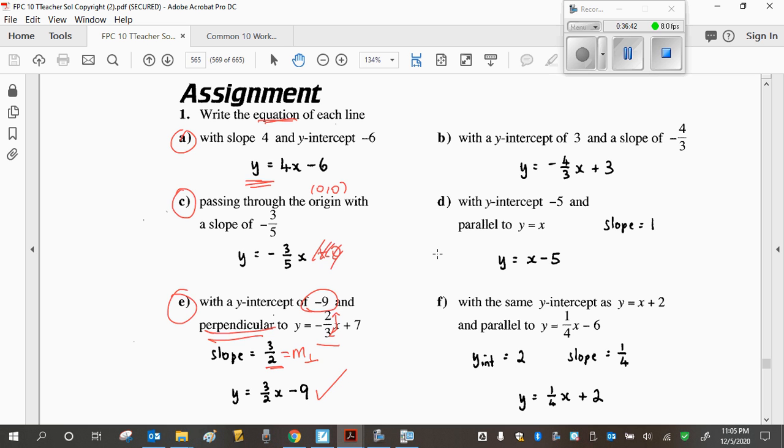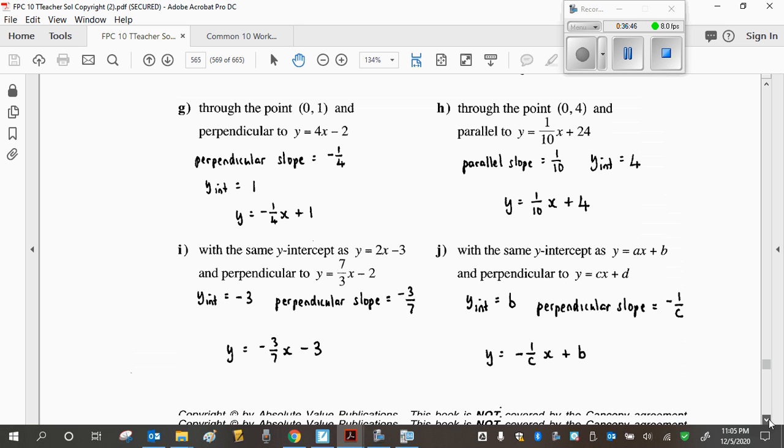G and I are coming up next. There's your G and I. Through the point. Okay, this is the hardest one so far. This is a y-intercept, so just put +1 at the end and you're good. And perpendicular again, so you don't use 4/1. You flip it and add a negative sign to use -1/4.